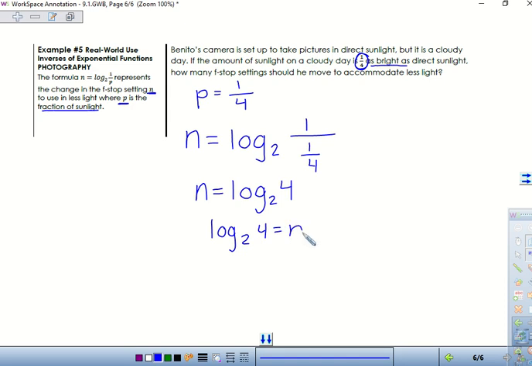And now, don't we have a problem like we just did on the last page? So it's going to be 2 to the what equals 4. So n equals what? 2.